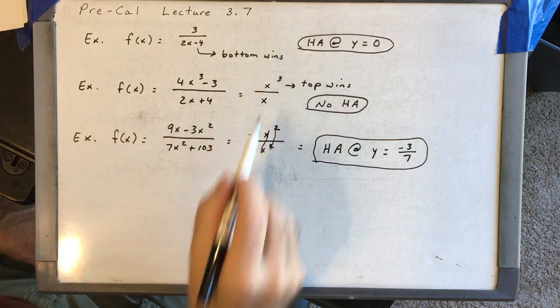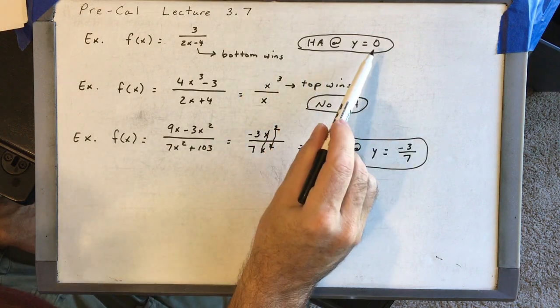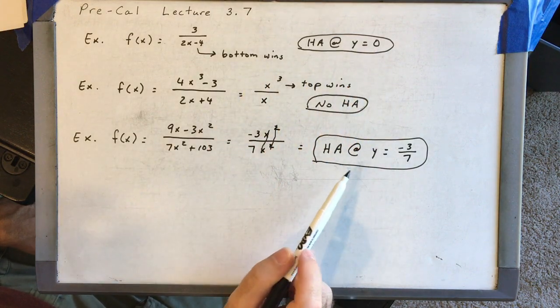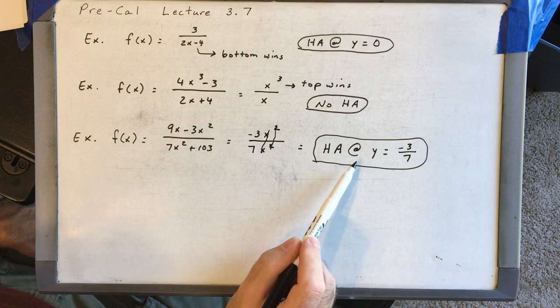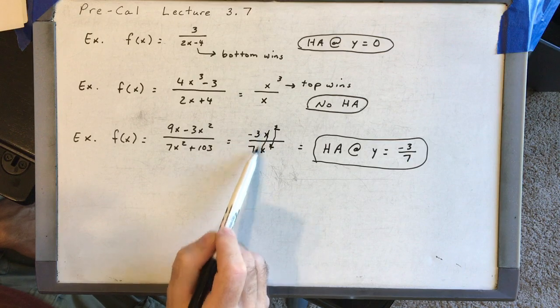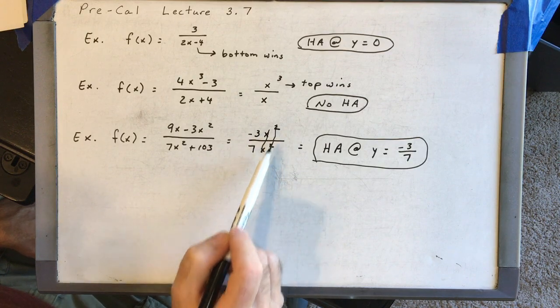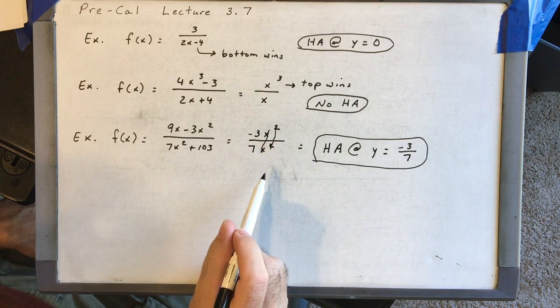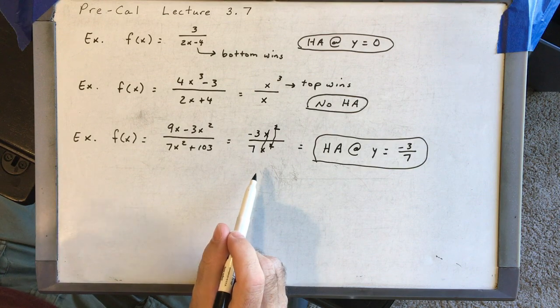So that's your three possibilities: a horizontal asymptote at 0, no horizontal asymptote, or a horizontal asymptote that you determine through the coefficients when the powers are a tie. Okay? So that is a very simple lecture.